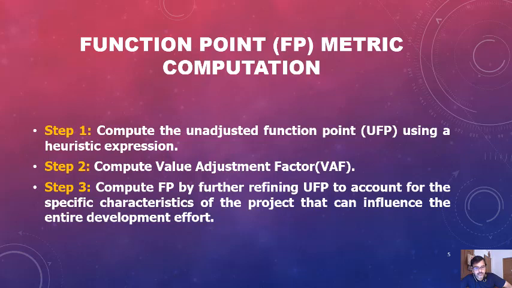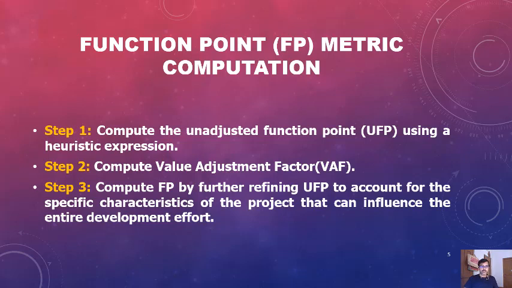Step one: compute the unadjusted function point, UFP, using a heuristic expression. We will show the expression later. The next step is to compute the value adjustment factors. The third step is to compute the function point by further refining the UFP to account for the specific characteristics of the project that can influence the entire development effort. Finally, you calculate the adjusted function point on the basis of the unadjusted function point and the value adjustment factors.